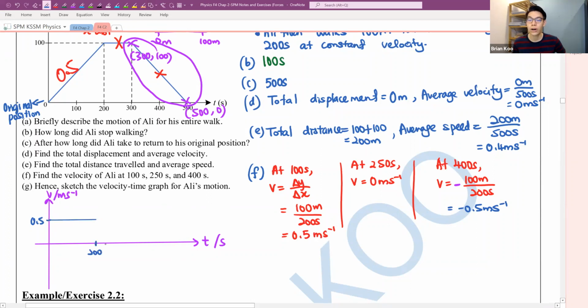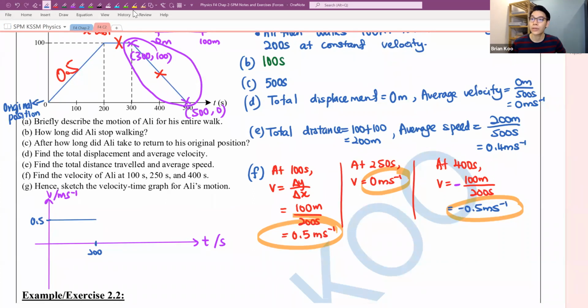Okay, until 200, it's all 0.5. And then after that, the gradient, I'm referring to these three values, 0.5, and then it becomes 0, and then it becomes negative 0.5. The gradient for the entire line from 200 to 300 was just at 0 there. From 200 to 300, it's just at 0 like that. From 300 to 500, the gradient is negative 0.5. Okay, usually we don't leave the line hanging like that.